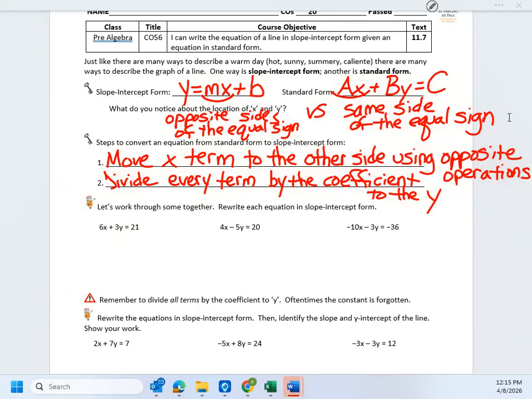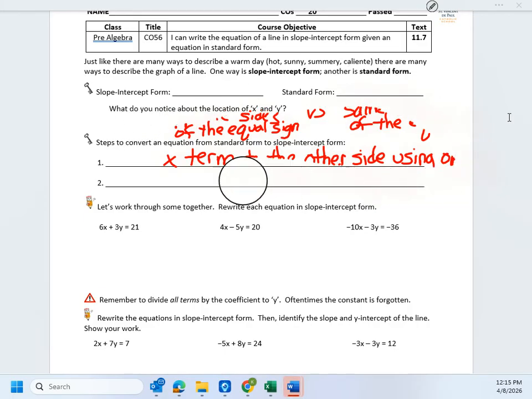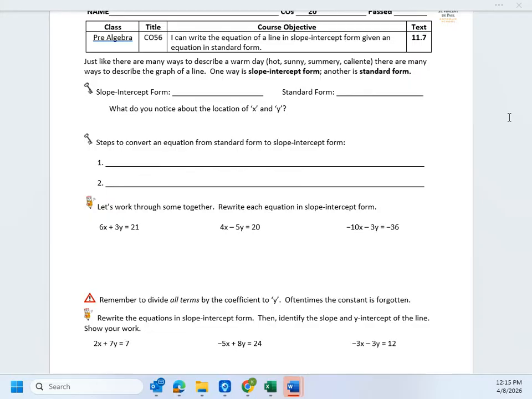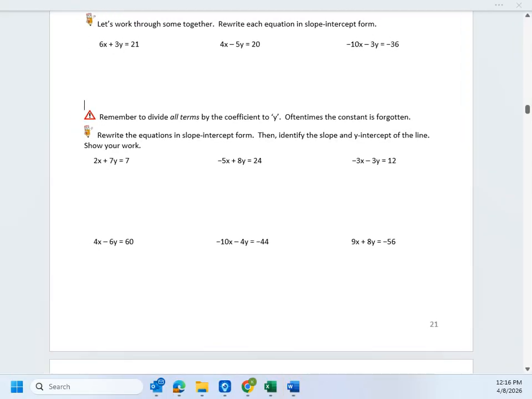We all have this written out, can I erase? All right, so we're going to think about those two steps. First, we're going to use opposite operations to move the x over. That x term, we keep the coefficient with the variable, so we move both of it over. Then we have to divide by the coefficient to the y. We divide everything by it. So let's see what that means.